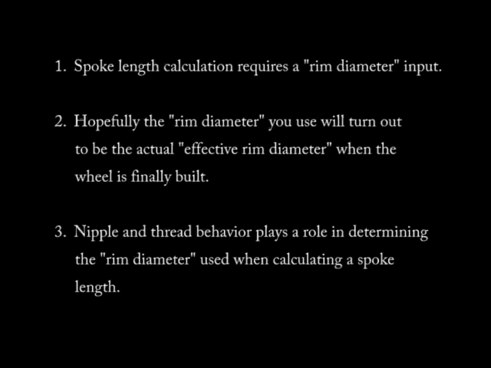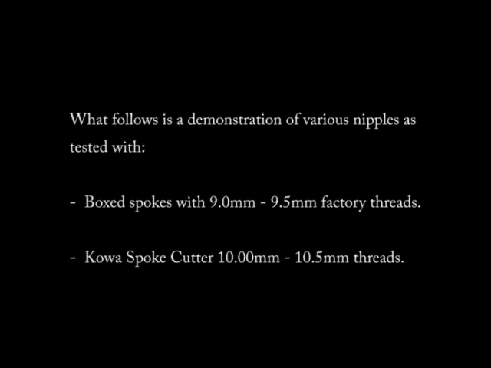One thing you have to do when trying to come up with a rim diameter is test the behavior of your nipples and the threads that you're using. In this video, I'm going to demonstrate that, first using box spokes with their factory threads on it with various nipples, and then again using spokes that came out of a spoke cutter and spoke threading machine with the same nipples, so you can see for yourself what happens when you change things. And then at the end, I'll relate it all to how it influences effective rim diameter and why it's important.